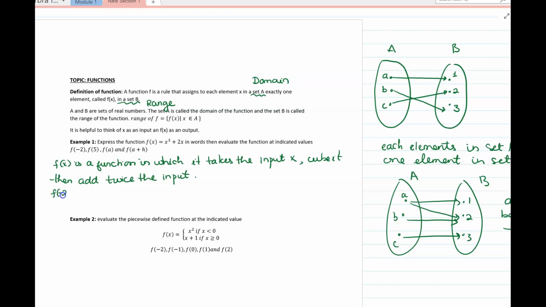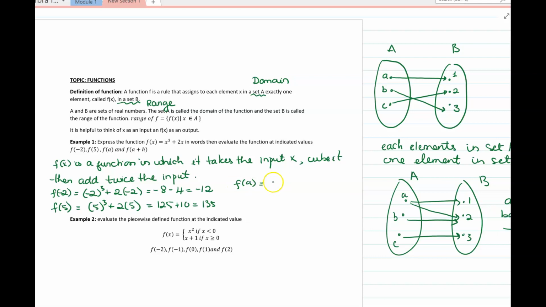So f of negative 2 is equal to negative 2 to the third plus 2 times negative 2. That is negative 8 minus 4, which makes negative 12. f of 5 is equal to 5 to the third plus 2 times 5. That is 125 plus 10, which makes 135.